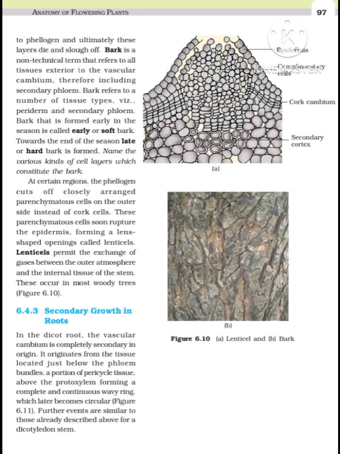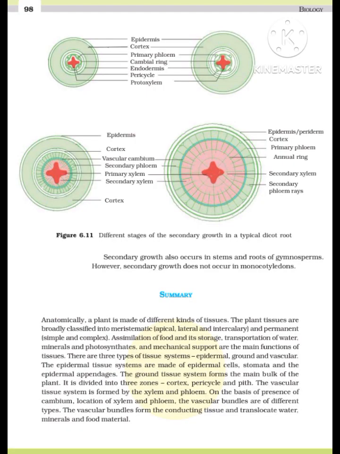Figure 6.10. A. Lenticel and B. Bark. Figure 6.11: Different stages of the secondary growth in a typical dicot root, showing epidermis, cortex, primary phloem, cambial ring, endodermis, pericycle, protoxylem, periderm, annual ring, vascular cambium, secondary phloem, primary xylem, secondary xylem, and rays.